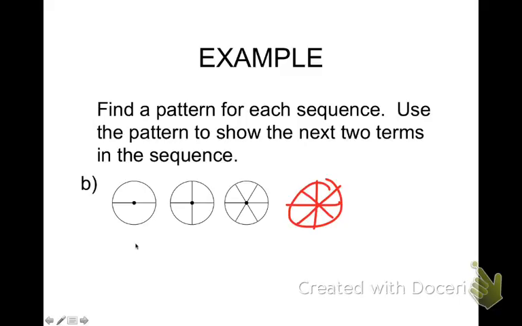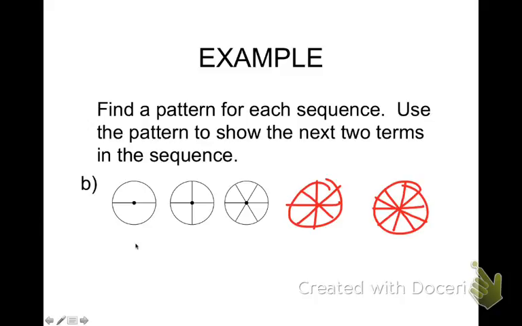What will be the next circle? How many slices? 10. How do we get 10? 1, 2, 3, 4. That gives me 8. That was not very even. That would get me 10, right? 1, 2, 3, 4, 5. That's 10. So we just divide it by 2 every time? Yep.